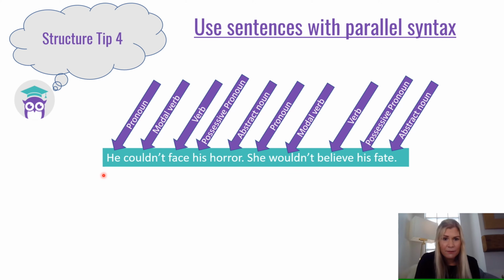So here we have, he couldn't face his horror, she wouldn't believe his fate. So very dramatic. But what makes those sentences parallel, if you notice, it goes pronoun, modal verb, verb, possessive pronoun, abstract noun, and then exactly the same here. So even though the words aren't the same, the structure and the word classes are pronoun, modal verb, verb, possessive pronoun, abstract noun. Those are syntactically parallel statements, and they pack a bit of punch. They create drama and tension.